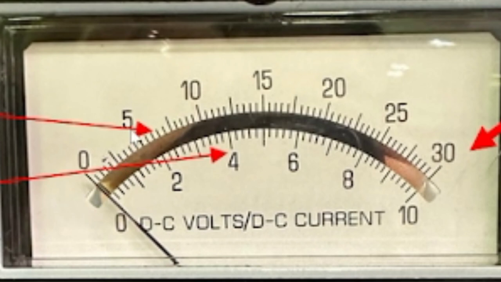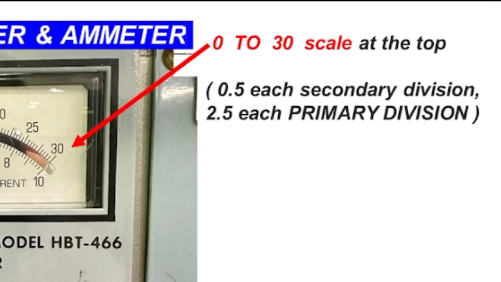This is 5. This one is 7.5, 10. This one without any number is 12.5. This is of course 15. This is 17.5, this is 20, this is 22.5, this is 25, this is 27.5, and this is 30. Therefore, each of the long lines at the top of the scale represents the primary division, which has a value of 2.5 each.